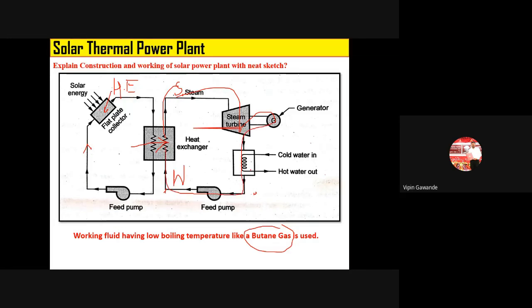And here we have the cooling tower. Hot water goes to the cooling tower. Okay, so is it clear? So this is the simple one, that is the solar thermal power plant. So just remember this one.